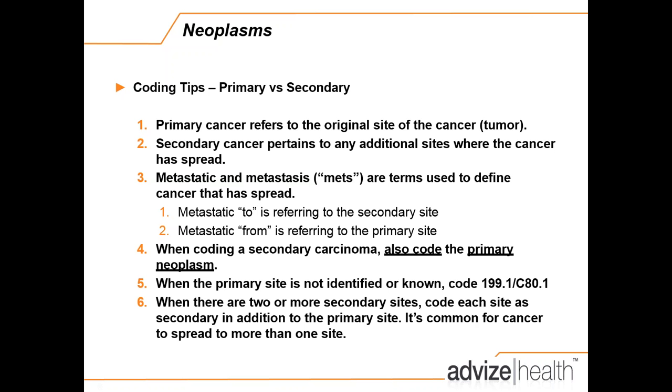When coding a secondary carcinoma, also code the primary neoplasm. When the primary site is not identified or known, we want to use C80.1. When there are two or more secondary sites, code each site as secondary in addition to the primary site. It's common for cancers to spread to more than one site.